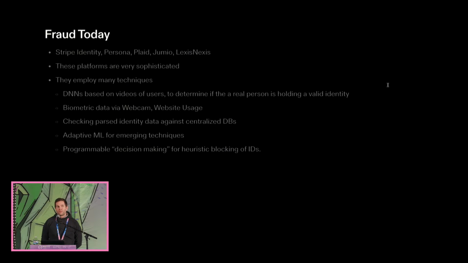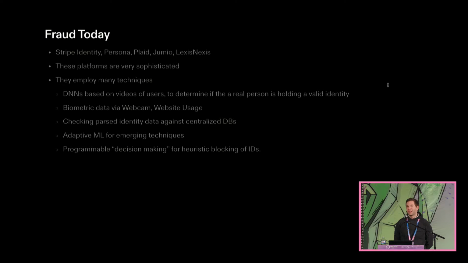Okay, so what solutions do we have for fraud today? Like I said earlier, we have Stripe Identity, Persona, Plaid, LexisNexis, and they're very sophisticated platforms. It's not that they haven't given it a good go. Each of these platforms employs many, many techniques. So today they'll use things like deep neural networks based on videos of a user holding up their license. And the actual goal of that interaction is not just to capture the license text. They're actually monitoring to see the reflection and the sheen on the license, the person picking it up and putting it in front of the camera. All of that information is collected, and it's part of determining that it's a real ID.